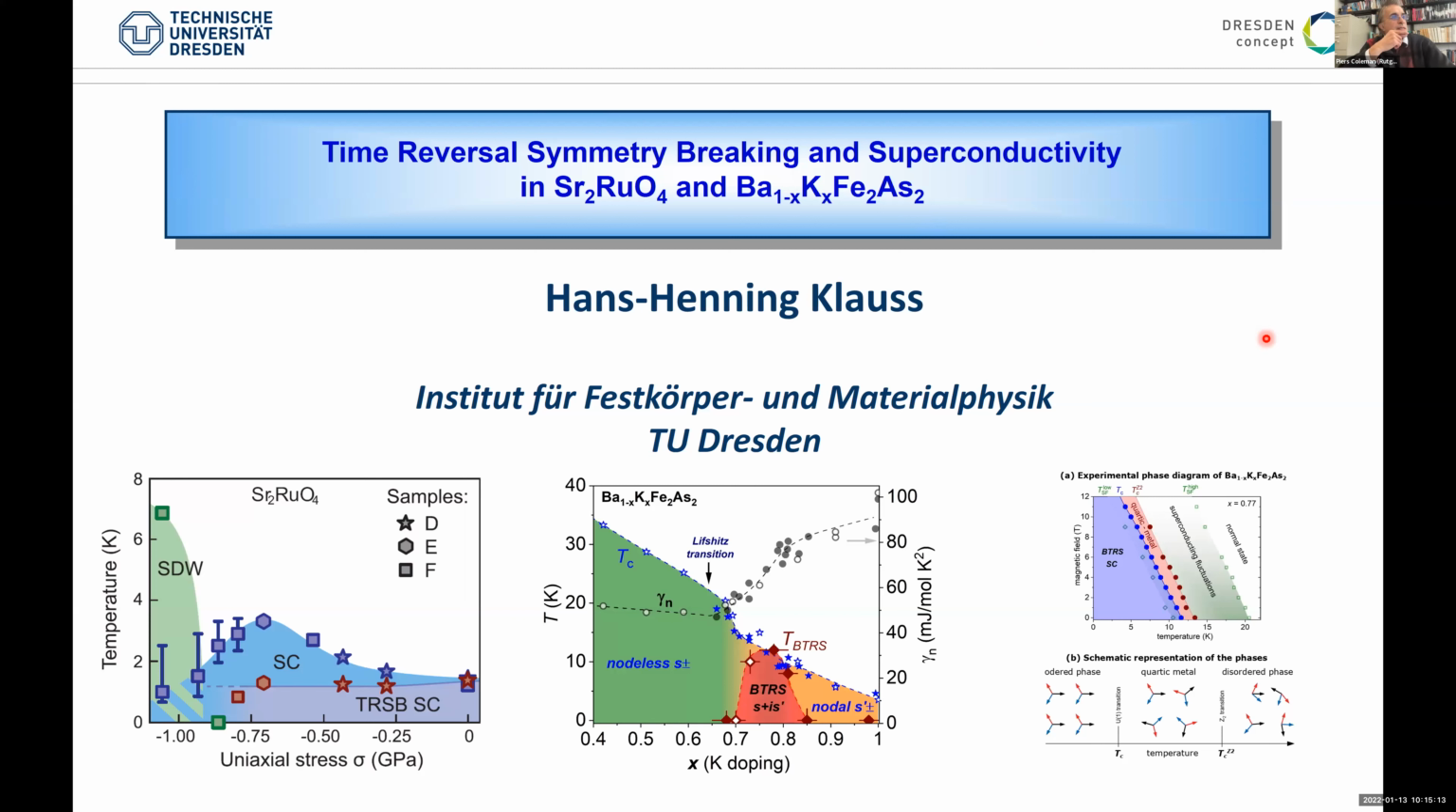And the first of those is Hans-Henning Klaus. Hans was going to be in person at Davis, but like all of us, in fact, he had to cancel just a bit before everyone else did. And he's going to tell us about his work on superconductors with time reversal symmetry breaking, strontium ruthenate, and potassium doped barium iron 2 arsenic 2. We're really looking forward to it. Thank you, Hans. And I guess it's 45 minutes, but if you can allow about 15 minutes for questions, that'd be great.